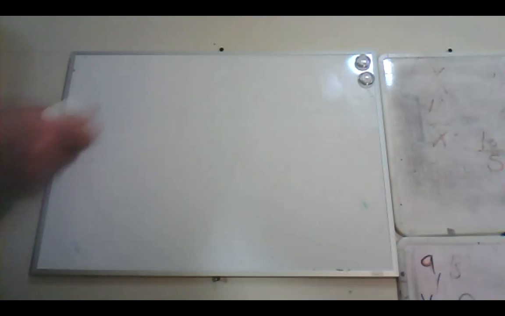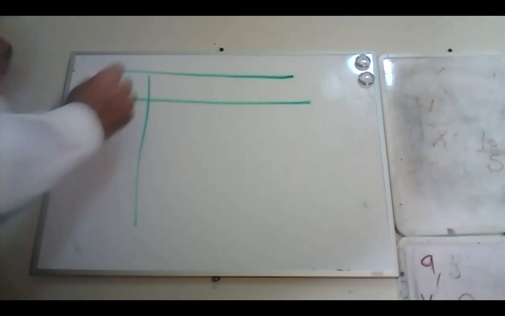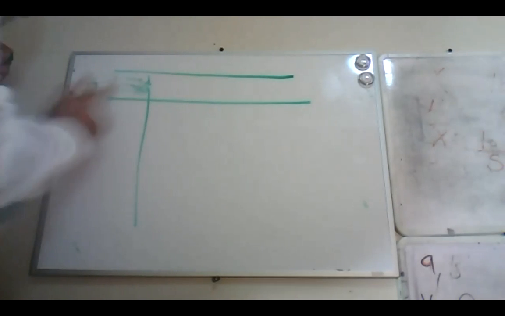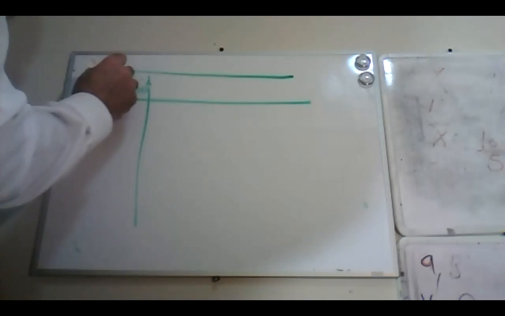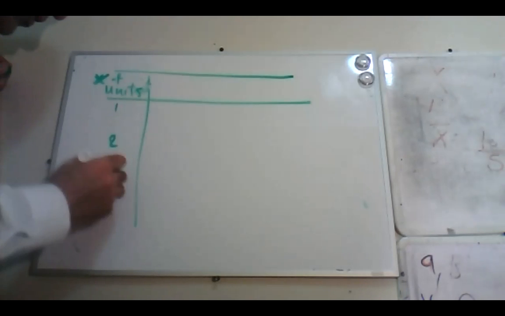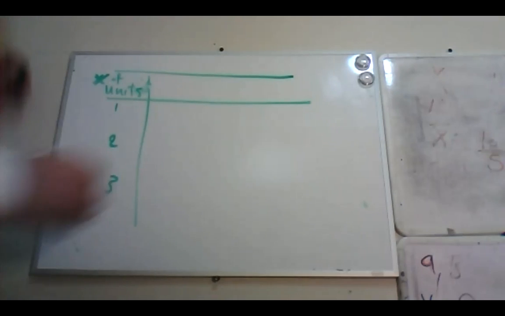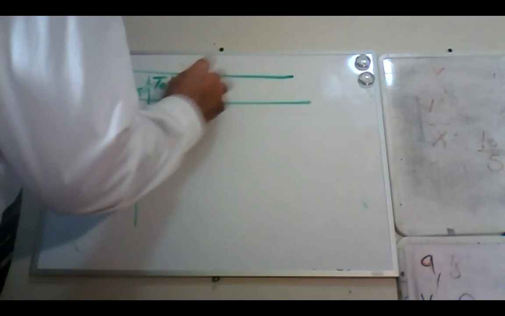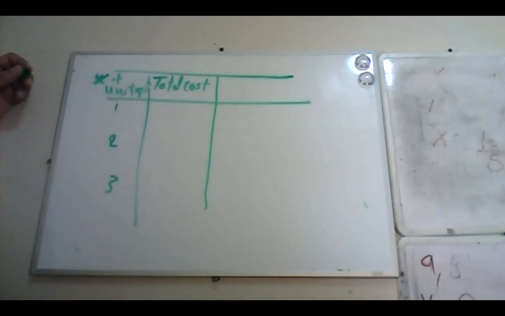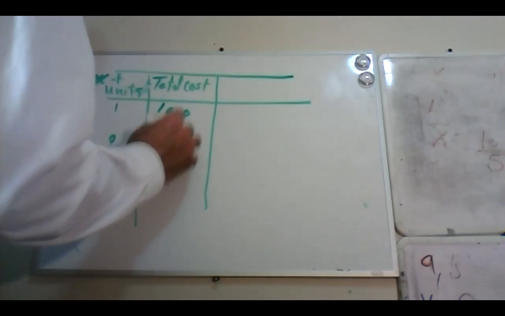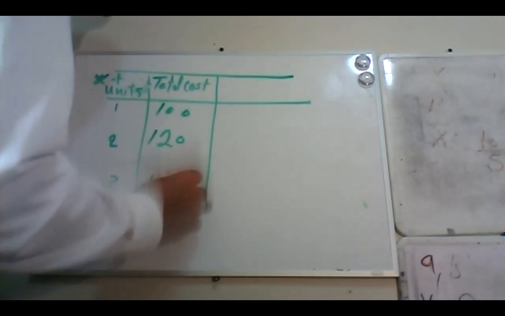Let's say those are the number of production. This is the number of units. And let's say here 1, 2, 3. A small example. This is total production, total costs. Let's say this is the total cost, and I want to calculate the marginal cost. So I would say total cost $100. This is 120. This is 130.